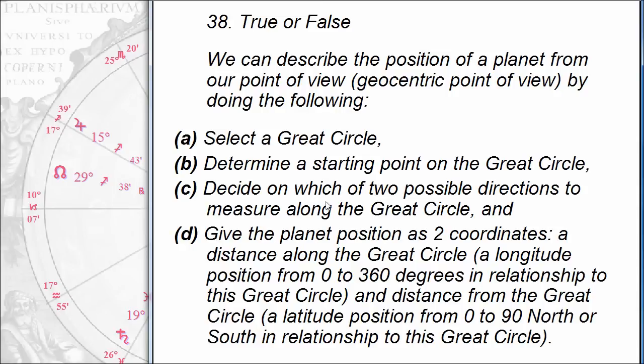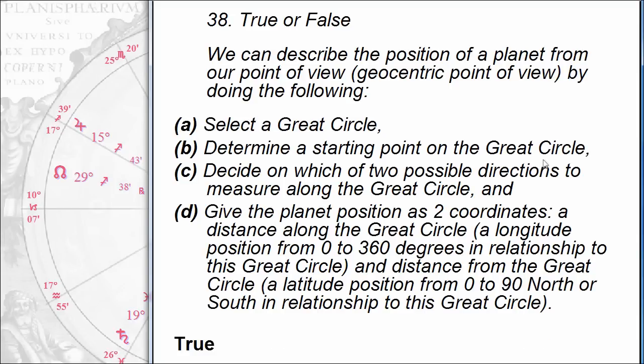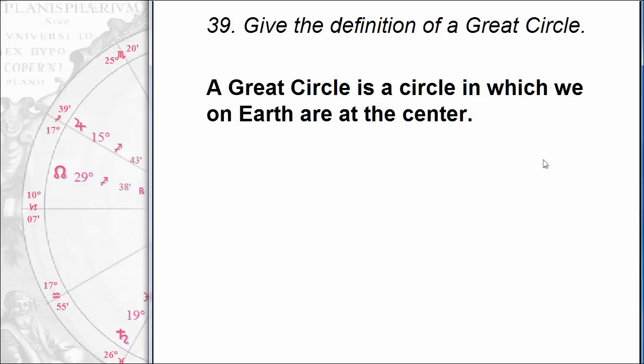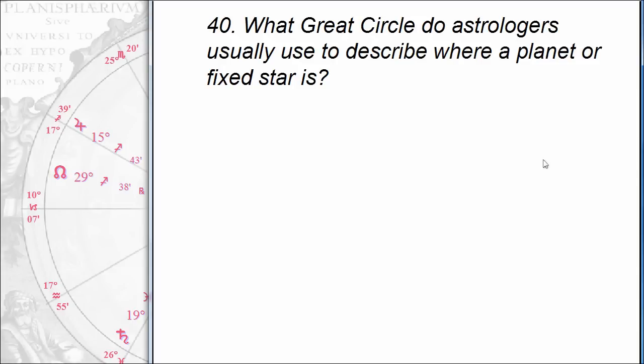And now you can describe where any object in the sky is as a measurement along that great circle from 0 to 360 and how far off the great circle the object is. So that's how we describe where planets are in astronomy and in astrology. So the answer to this question is true. That's how it's done. And what is a great circle? What did I just say a great circle is? A great circle is a circle in which we, here on Earth, are at the center of it.